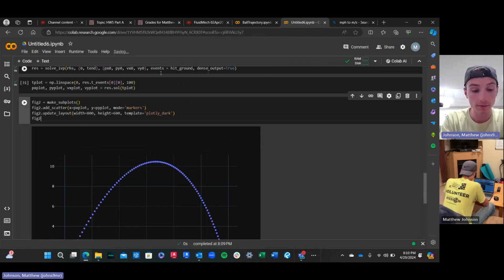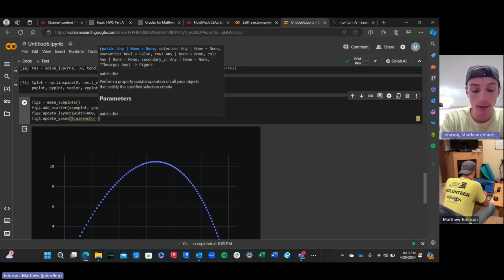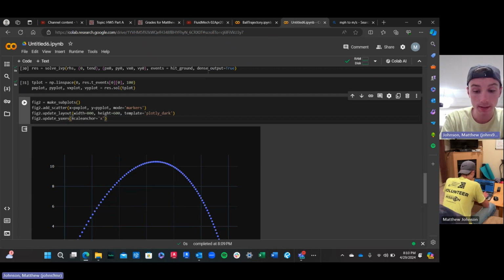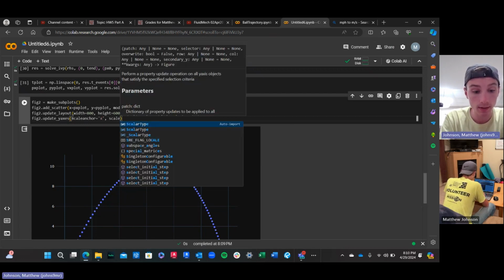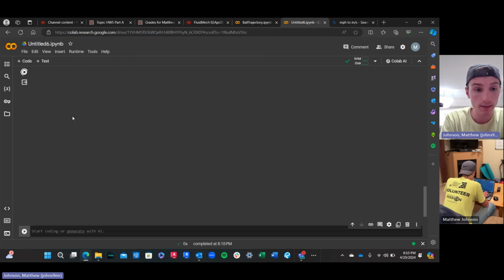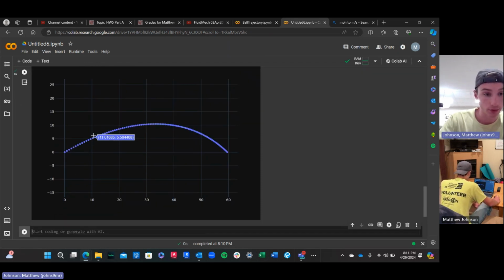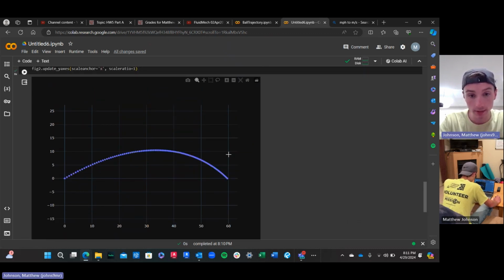So I guess you can do fig2 dot update Y axes. We can do scale anchor equals X and scale ratio equals 1. Let's try that. Okay, and that's a little bit better. So that's the scaled version there. And we can see there's our trajectory of our ball. It reaches 59.60 meters when it reaches the ground.